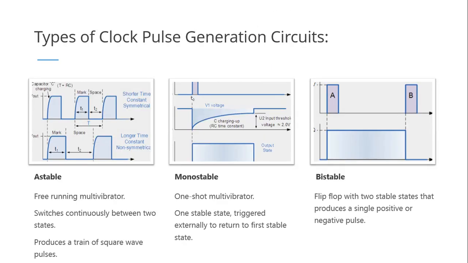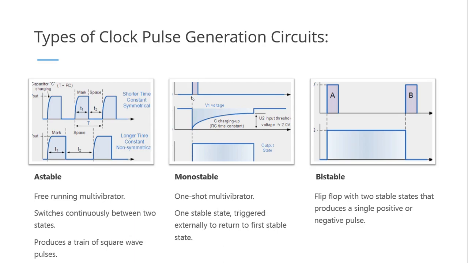With that being said, let's now go to the types of clock pulse generation circuits, or types of multivibrator circuits. The 555 timer, which we will be discussing later, could be configured to become these three types of clock pulse generation circuit. So it could be programmed into an astable or astable multivibrator, a one-shot or monostable multivibrator, and a bistable multivibrator. So what's the difference between the three?